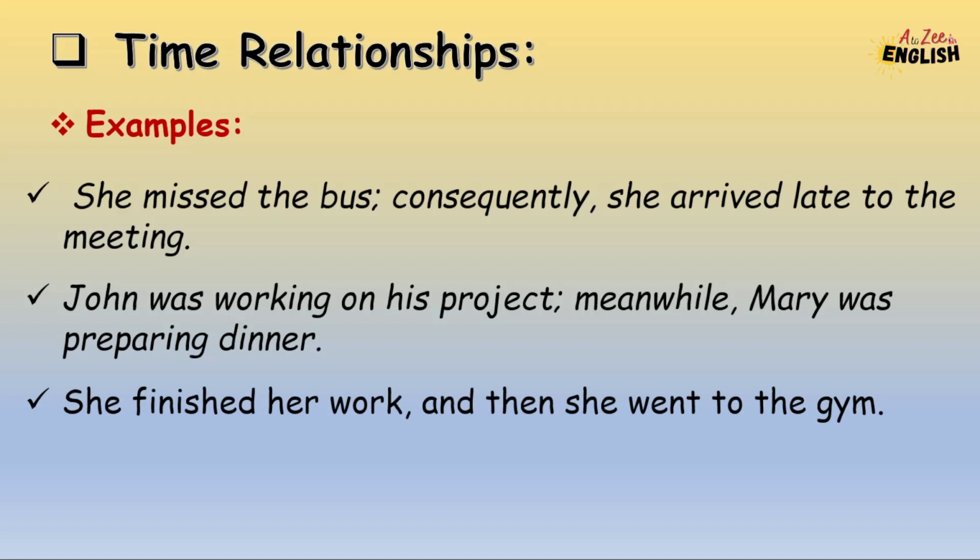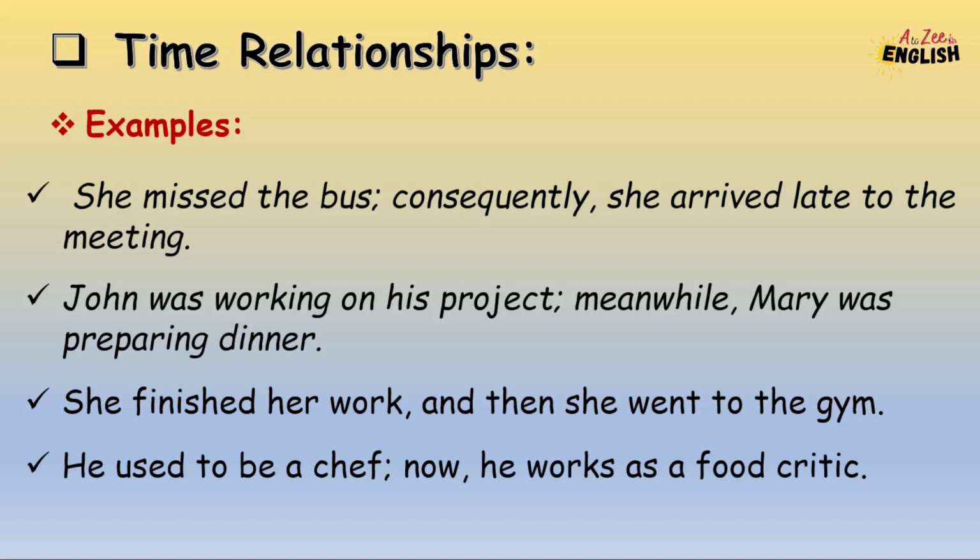She finished her work and then she went to the gym. Here in this example, then is used to demonstrate the sequential order of events, showing that going to the gym followed the completion of work. He used to be a chef, now he works as a food critic. Here in this example, now is used to signal a shift in time, indicating a change from his previous profession to his current one.